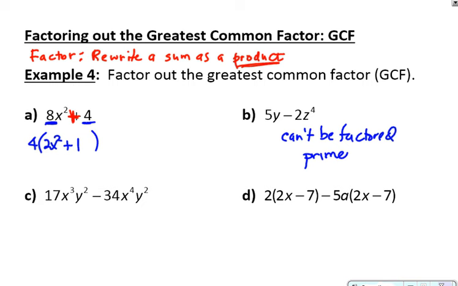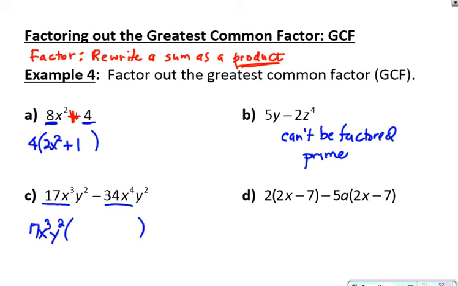C, I'm going to look for a number that goes into both 17 and 34, and that is, voila, 17. So here's my sum or difference. I'm going to look for a variable that's in both of them, and I see they both have an x. The first one has 3 x's, and the second one has 4. So they both have at least 3 x's in them. So all I can take out is 3 x's. I see a y in both of them, so I can take a y out, and they both have 2 y's. So that's going to be my GCF.